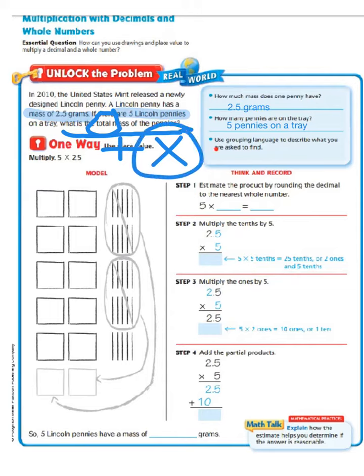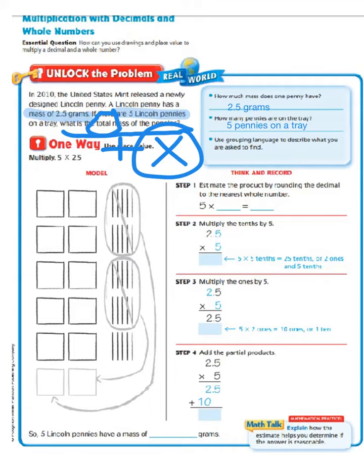Now, let's go over it, and it says to use grouping language to describe what you are asked to find. Well, if you look over here on the side, it's showing us a model. We see that there are 1, 2, 3, 4, 5 groups of 1 whole, 2 whole, and 5 tally marks representing the 5/10. So there are 5 groups of 2 and 5/10. So step 1 requires us to estimate the product by rounding the decimal to the nearest whole number. We do that in order to see if our answer is going to be reasonable or not reasonable.